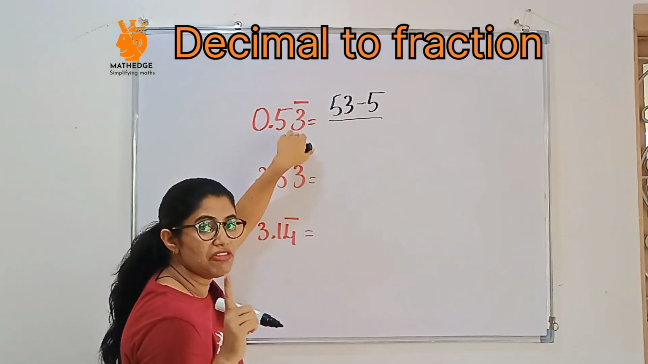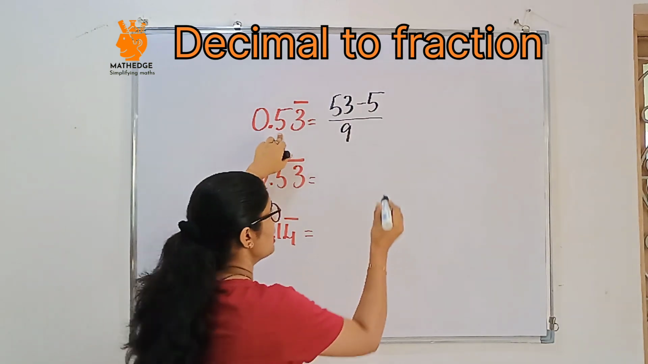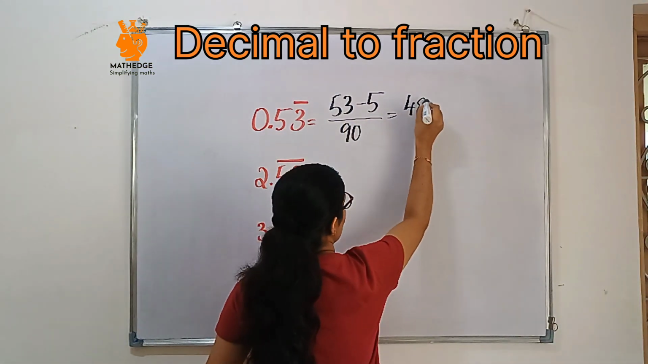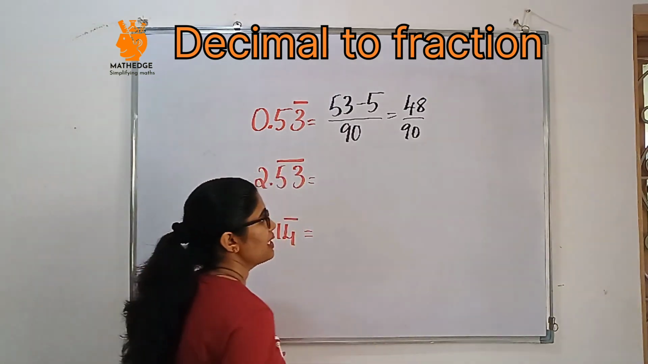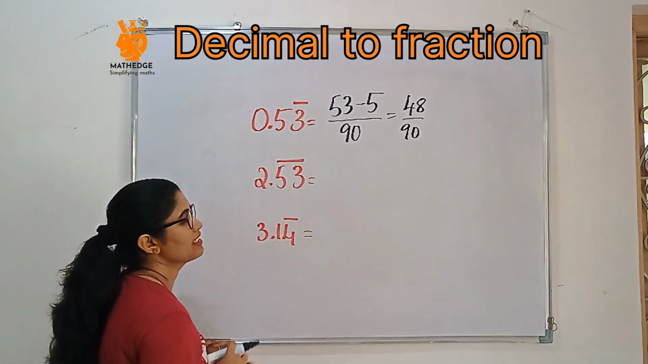Here the bar is only for one number, so we should write 9, and 5 does not contain a bar, for that we will write 0. Then 53 minus 5 is 48 over 90. Till then you can simplify. Cool, right? Yes.